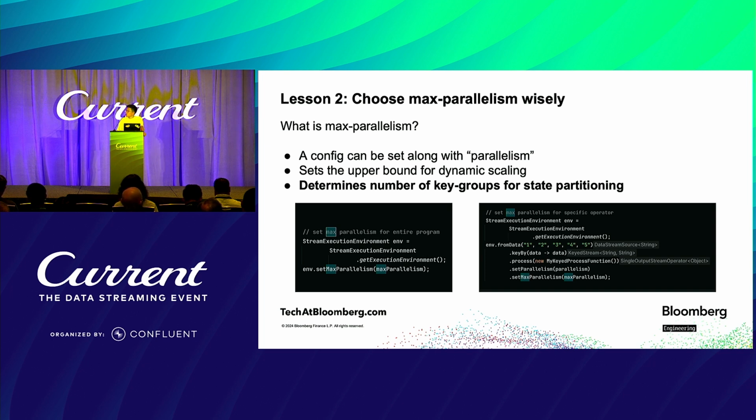There are two ways that we can set max parallelism in our application. We can either set it for the entire program, which is the code snippet on the left-hand side there, or you can set it on a per-operator basis, which is the code snippet on the right-hand side.